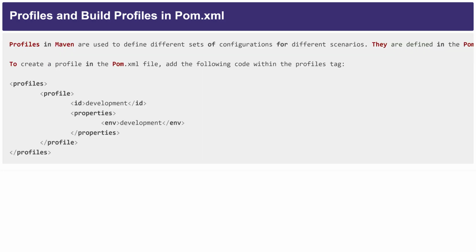Profiles in Maven are used to define different sets of configurations for different scenarios. They are defined in the Pom.xml file and can be activated based on various conditions. For example, to create a profile for the development environment, add the following code within the profiles tag. Profile, id: development, id, properties, env: development, env, properties, profile. Replace the values with the actual id and properties you want to configure for the profile.